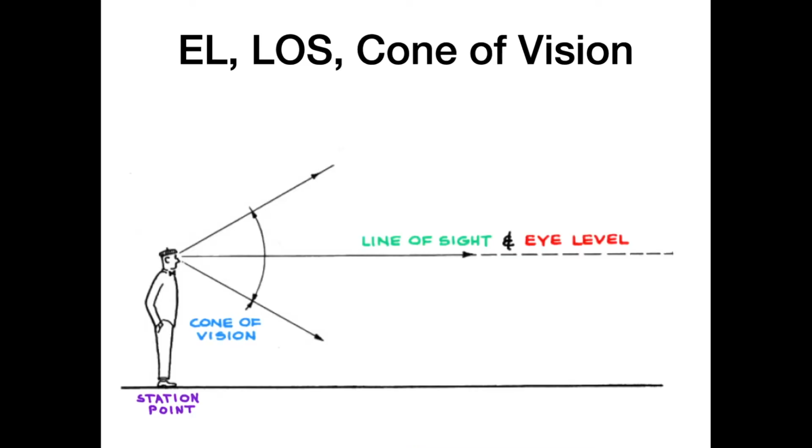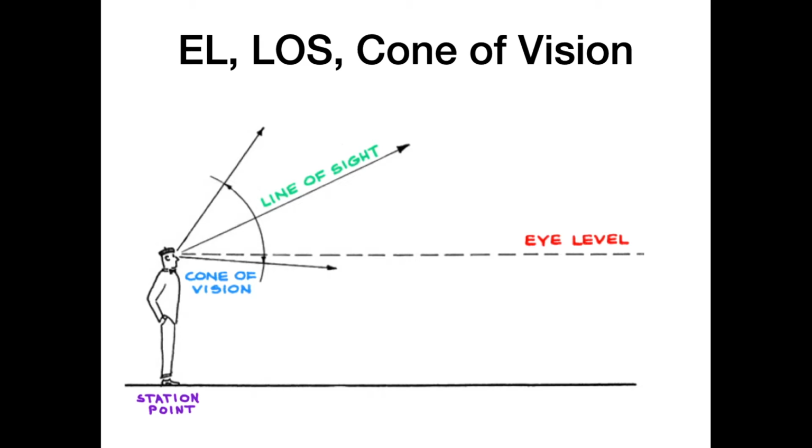So let's put that all together. Station point is where you are standing. Your eye level is the height of your eyes from the ground, or the horizon line. Since you are looking straight ahead, your line of sight is at your eye level, or horizon line. And your cone of vision, or the undistorted area you can see, is a 60-degree angle area in front of you.